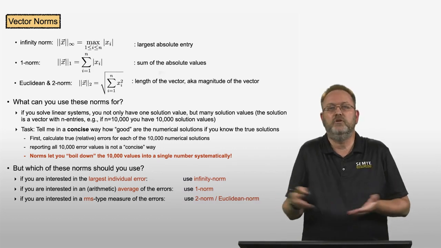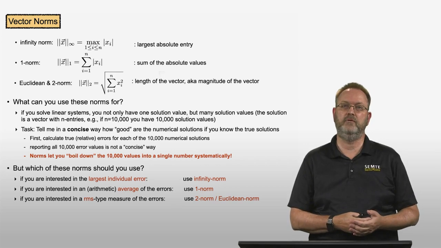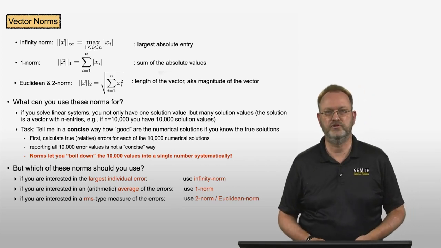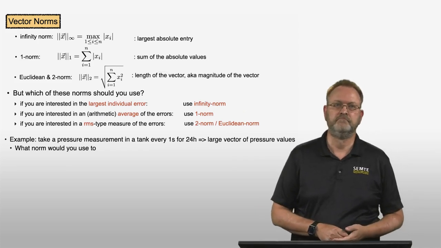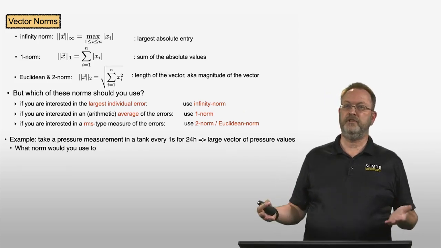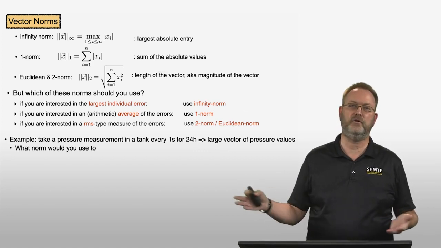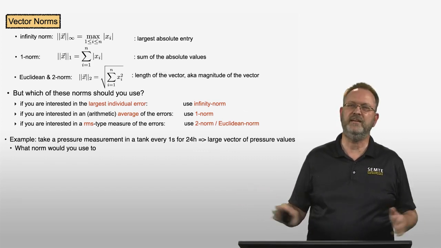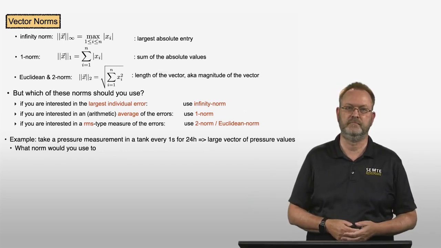So it really depends on what you are interested in, how you want to boil these numbers down, which one of these norms you would choose to calculate. Here's another example. Let's say you take a pressure measurement in a tank every 1 second for 24 hours. Just to say that you have an enormous amount of pressure values that you measure.